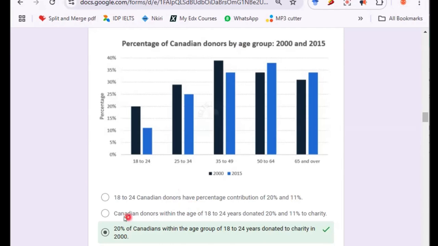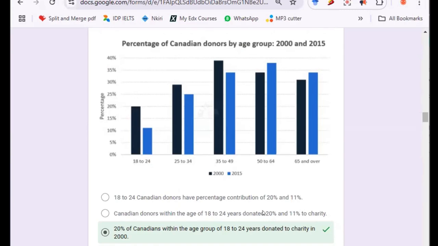Look at the second one. Canadian donors within the age of 18 to 24 years donated 20% and 11% to charity. This is another problem here. Canadian donors donated 20%. How can you donate 20% to charity? No. You cannot donate 20% to charity. What do you donate to charity? You donate money. That's what you do. There's nothing about money here.